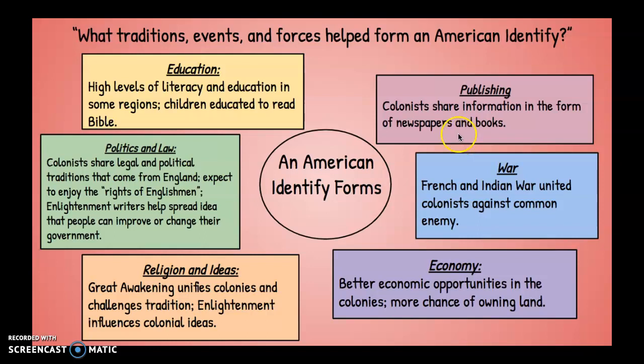And then publishing. Colonists realized again that they can share their ideas, their information in the form of newspapers and books. And it's like today with social media, we can share our information, our ideas through the internet, through social media. Back then, with newspapers and books being something that was available to them, they're like, oh my gosh, we get to share our ideas and get more people to follow our ideas and to get more people to support us and fight with us.